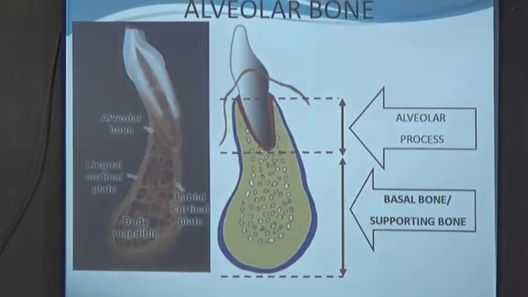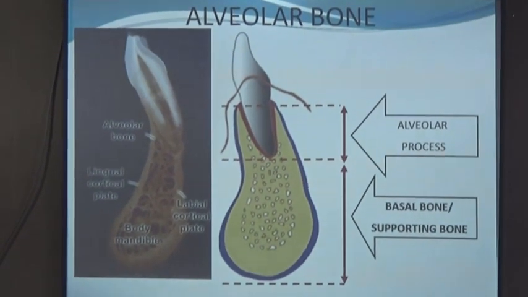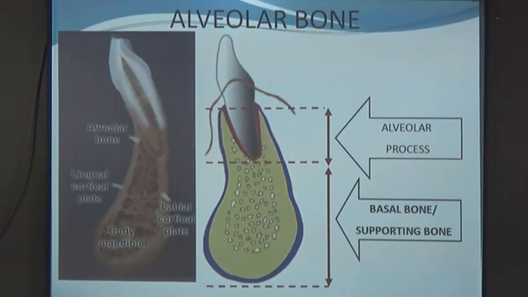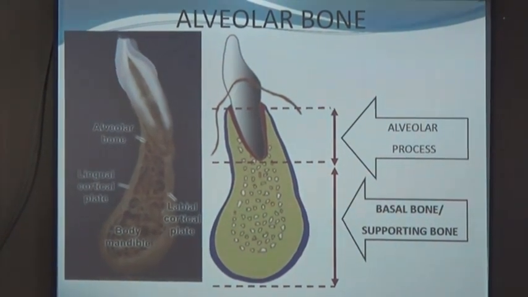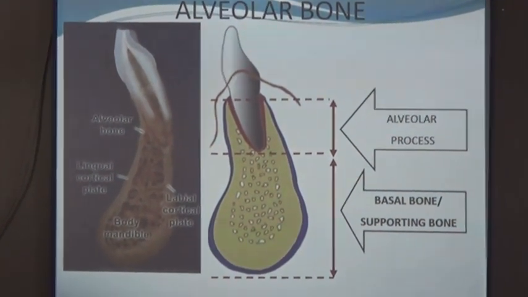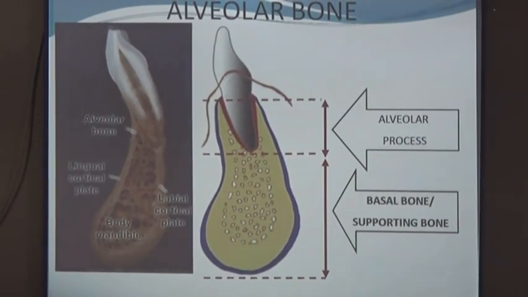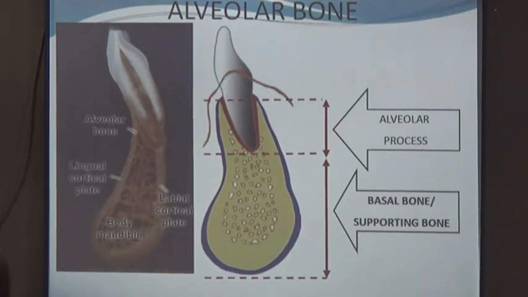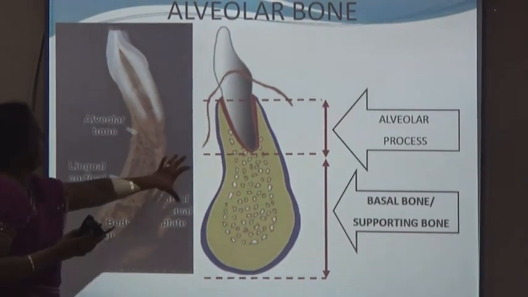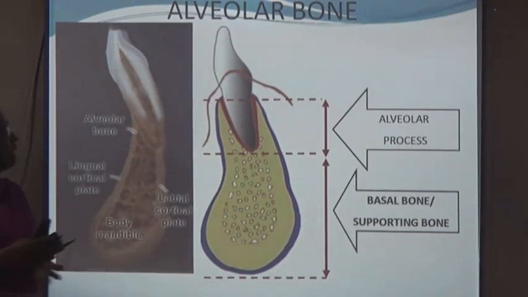Can I go to the next slide? Here, this is the alveolar bone. The fourth part of the periodontium we have come to now, right? Alveolar bone. See, this is the alveolar bone with the lingual cortical plate, labial cortical plate and body. Here is the alveolar bone which lines the socket, this is a supporting bone. This whole part is a supporting bone, that is the alveolar process.